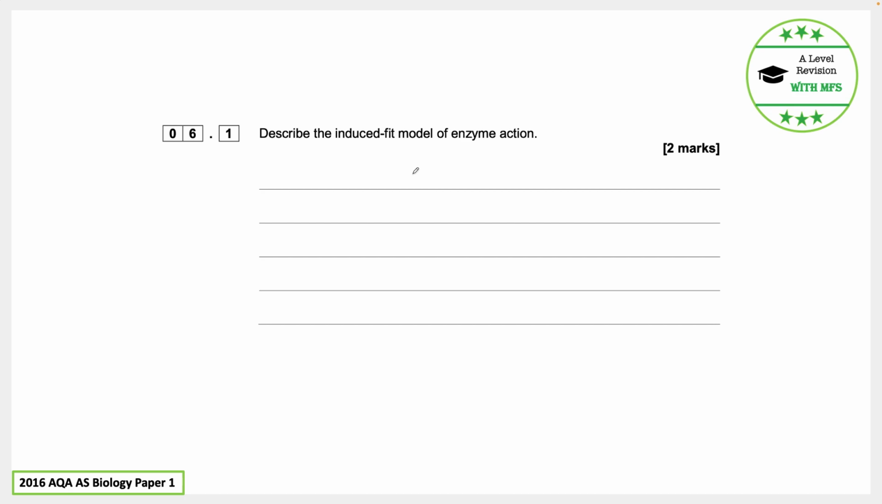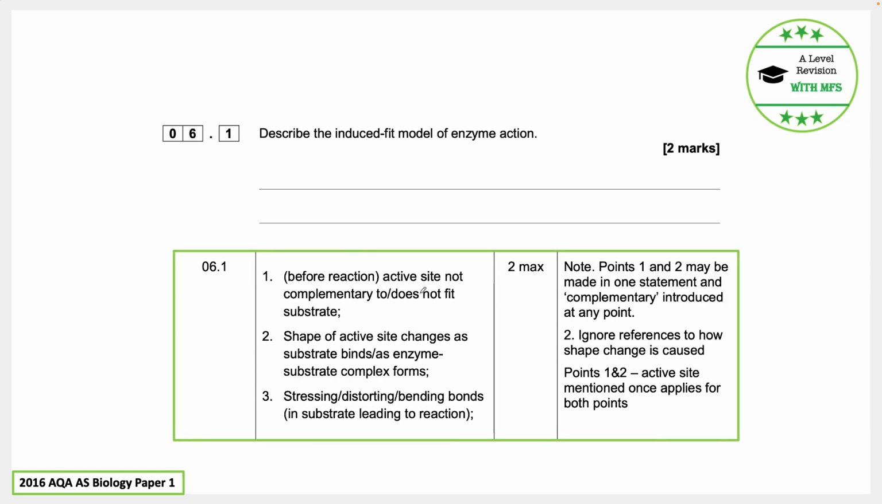If I show you the mark scheme for this question, it says the active site is not complementary. You need to state that. That's a key word, complementary. It's not complementary to the substrate. Therefore, in order for the substrate to bind to the active site of the enzyme, the active site must change shape in order for that enzyme substrate complex to form. And therefore, the active site changes, and because it changes, it puts stress on the bonds.